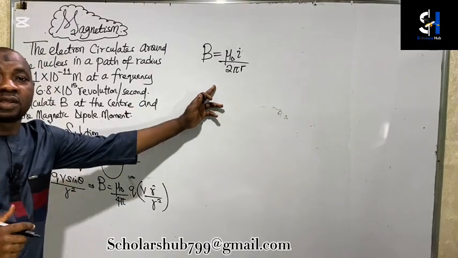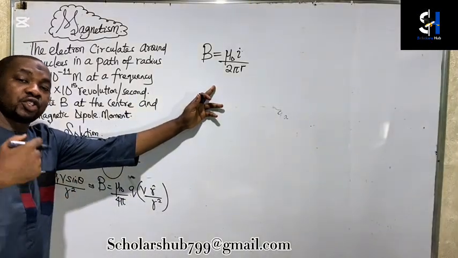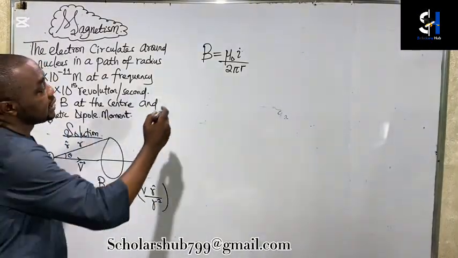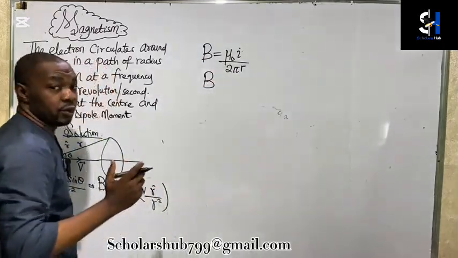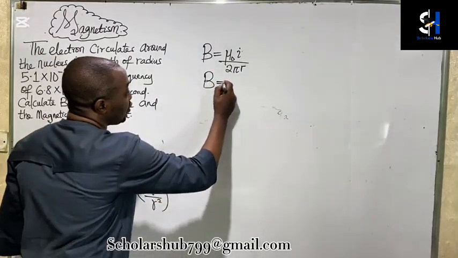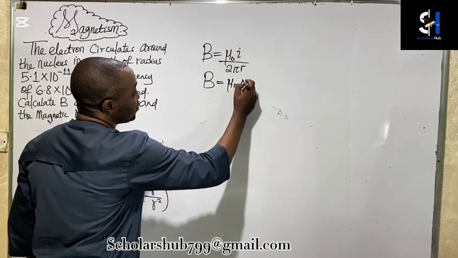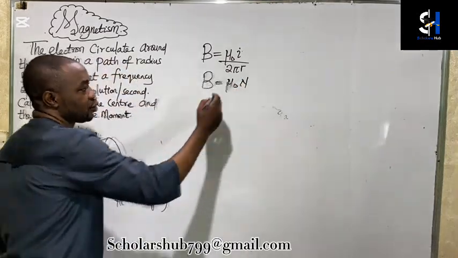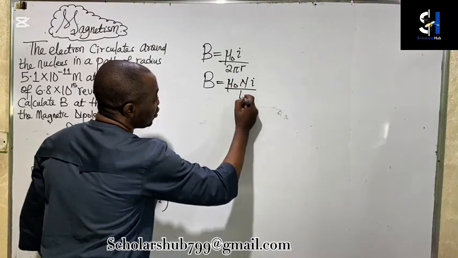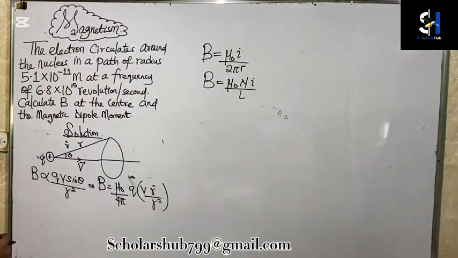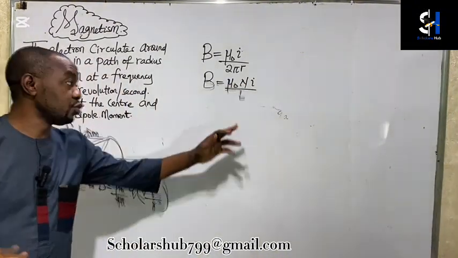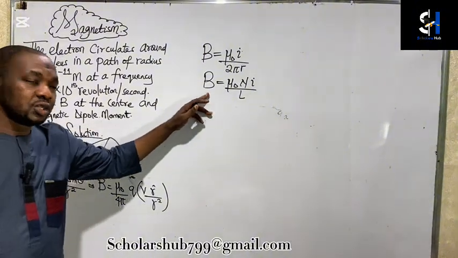This is for a straight wire carrying current, or a straight conductor carrying current. Then we also have the formula for a solenoid. The magnetic field of a solenoid is the permeability of free space multiplied by the number of turns times the current, over the length of the long cylindrical coil, which is what is known as a solenoid.